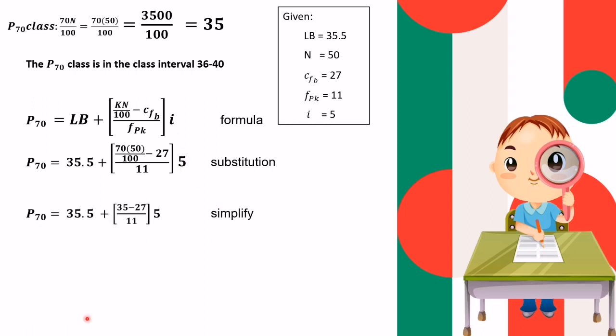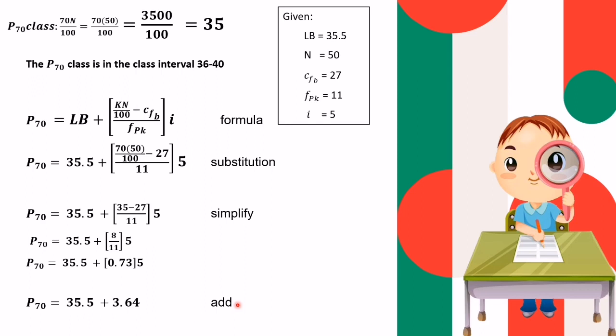Now, 35.5 plus, so this one, we have the 35, so we can write 35 here, and then minus 27 over 11 times 5. Next, what is 35 minus 27? So we have 8 over 11. Next, what is 8 over 11? So we have 0.73 times 5. Now, we can already multiply this. So 0.73 times 5, what is the answer? Okay, very good. So we have 3.64.